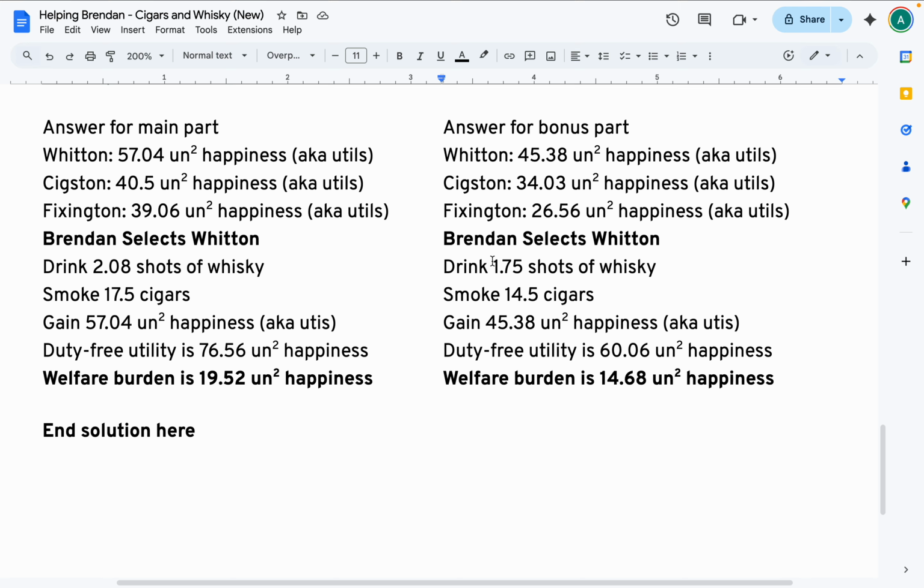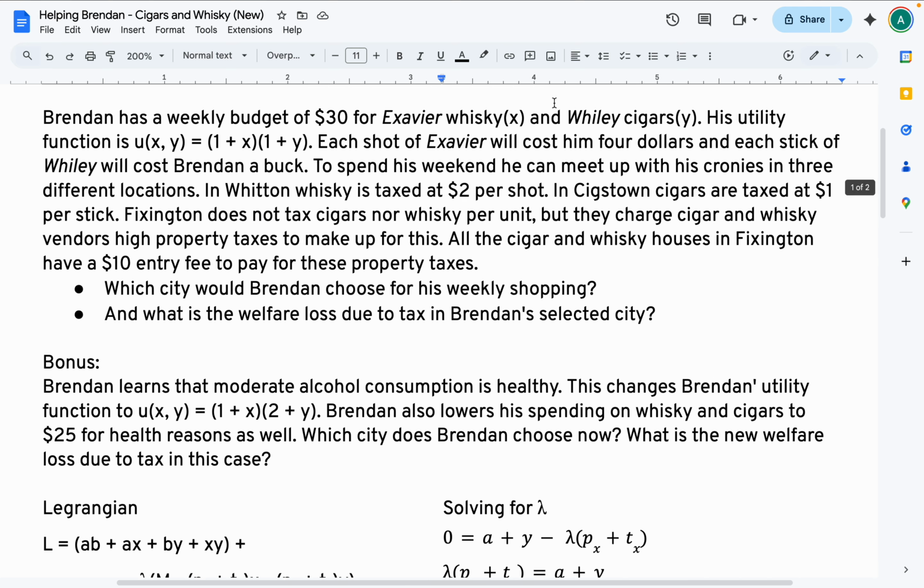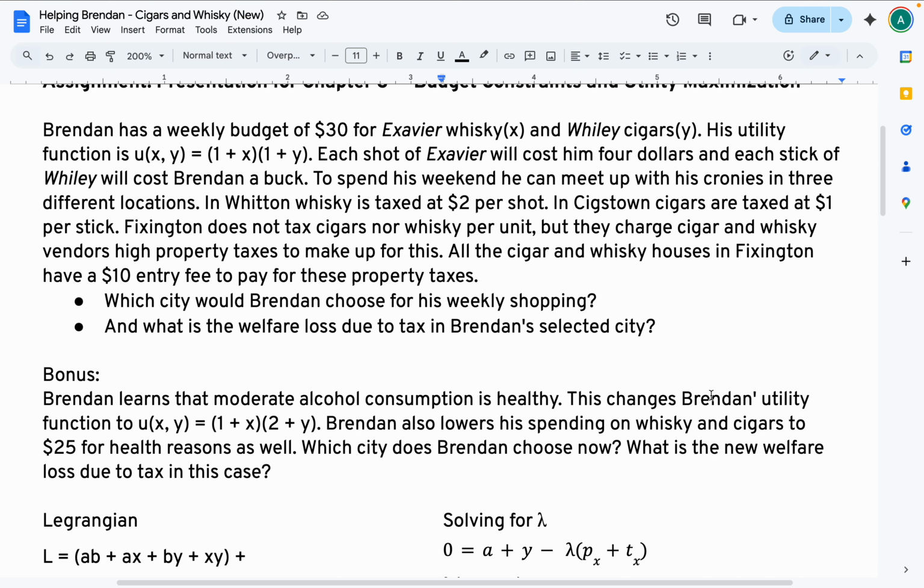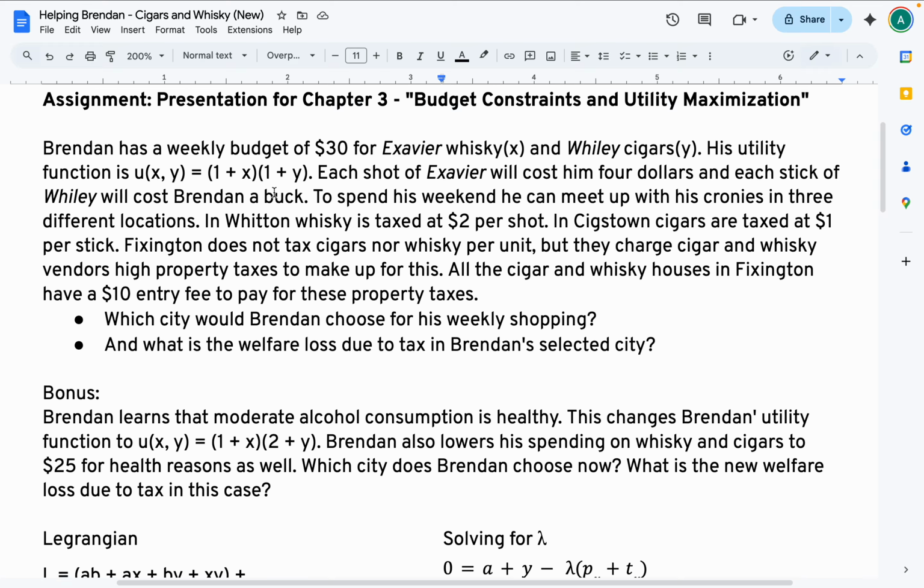Now the next thing is the bonus part. So the bonus part, as you can see, is here. So now the utility function, the constants are changing. So this 1 here changes to a 2 because Brendan has learned that moderate alcohol consumption is healthy. So he wants to drink a little more alcohol. So instead of this being 1x, this is going to be 2x. So it benefits moderate alcohol consumption. But I did not change the XY term because it's not heavy alcohol consumption I was looking for.